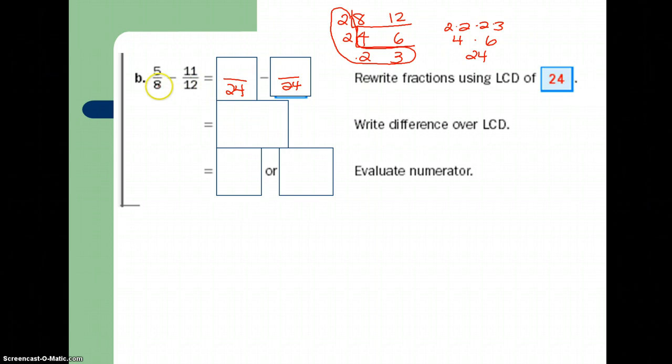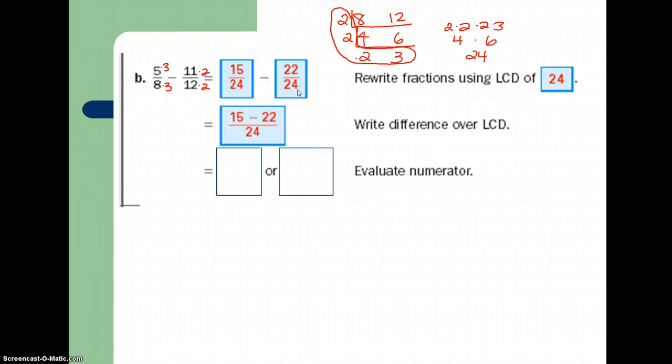To go from 8 to 24, I multiply by 3. So I do the same thing in the numerator, which is 15. 12 to 24 is times 2. 11 times 2 is 22. So I can just write the difference over the LCD. So 15 minus 22 over 24.